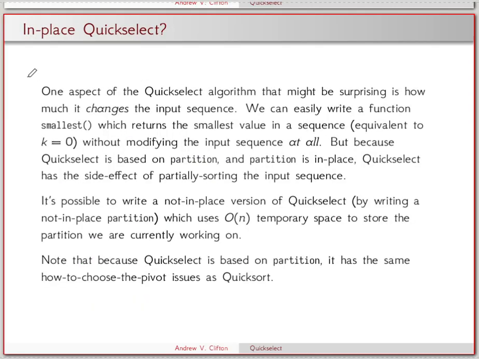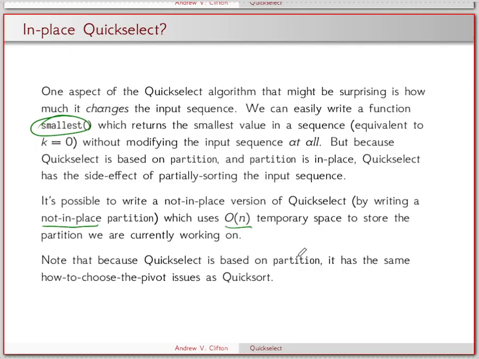So one part of Quickselect that might be a little bit surprising is it changes the input sequence pretty dramatically, right? So you could write a function smallest that finds the smallest value in a sequence, and it doesn't modify the input sequence at all. But because Quickselect is based on partition, partition is going to rewrite the stuff in the sequence. So Quickselect has this side effect of partially sorting the input sequence, or at least the parts of it that we look at there. You can write a non-destructive version of Quickselect by writing a not in place partition function that would need an extra O of n temp space to store the partition that we're working on there.